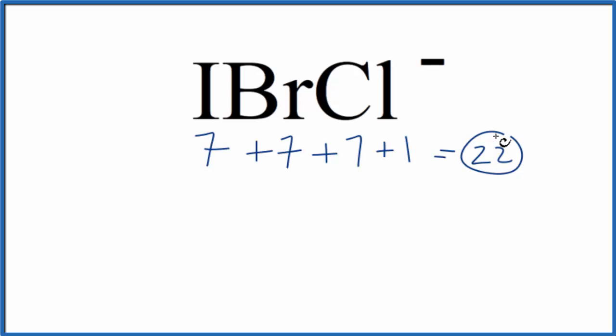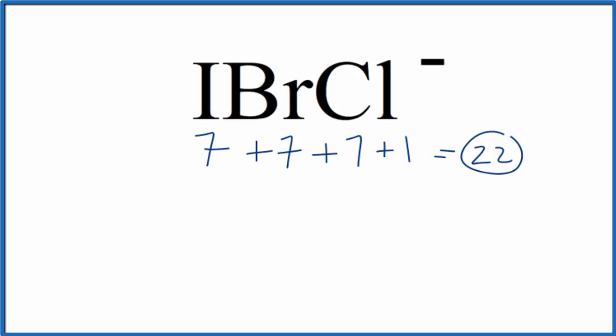In this video, we'll draw the Lewis structure for IBrCl-. So first off, let's count the valence electrons up before we draw the Lewis structure. Each one of these elements is a halogen. It's in group 17, sometimes called 7A. So we have 7 plus 7 plus 7, and then we have an extra electron, so we need to add that there. That gives us 21 plus 1, 22 total valence electrons for the IBrCl- Lewis structure.